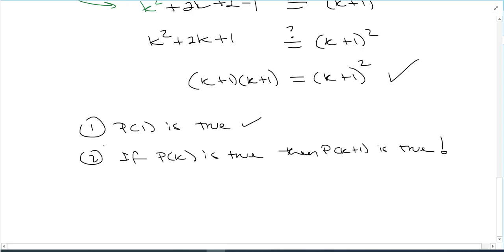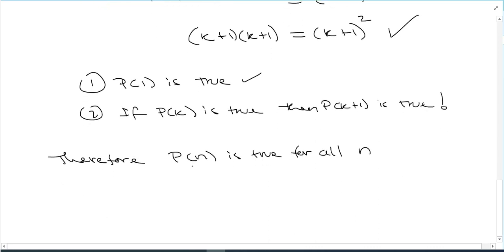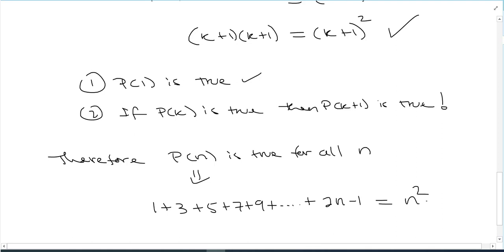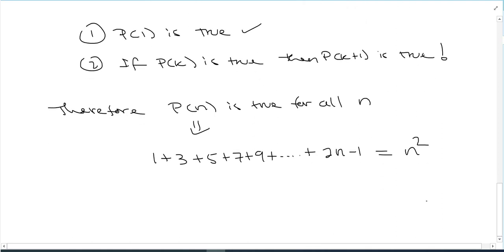And so because those two statements are true, we can say, therefore, the statement is true for all n. P of n is true for all n. So what that means is, remember what was our statement? The odd numbers 1 plus 3 plus 5 plus 7 plus 9 plus all the way to the nth one, 2n minus 1, is equal to n squared. And that is that proof.